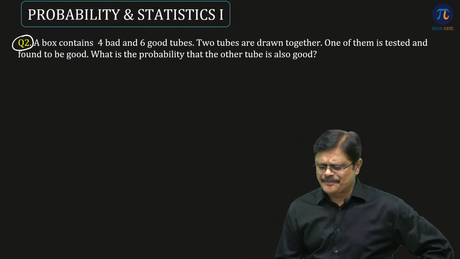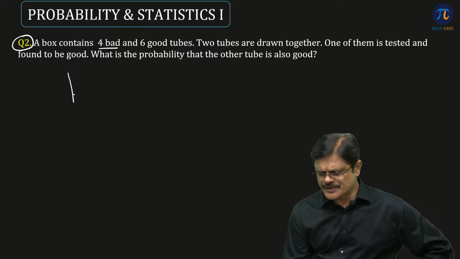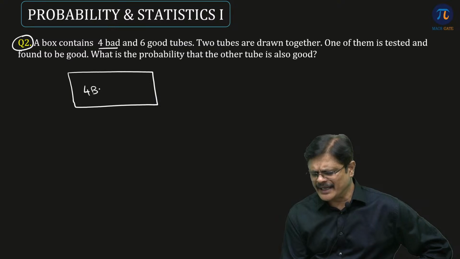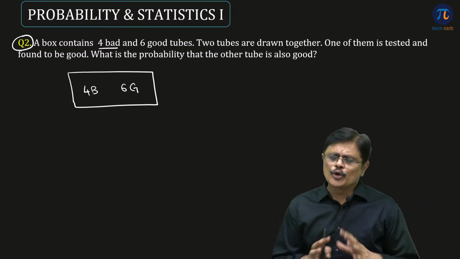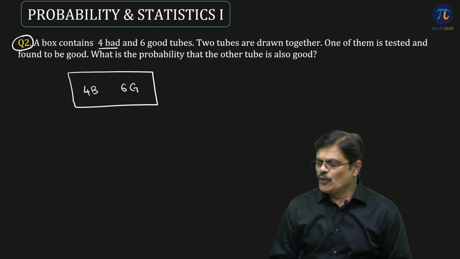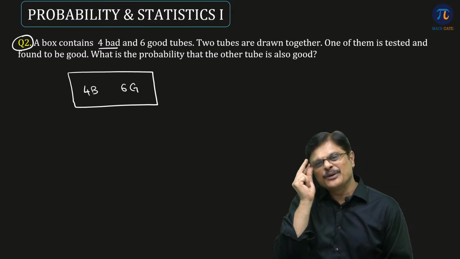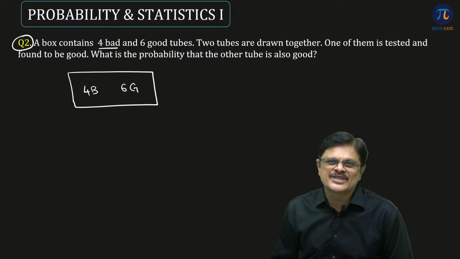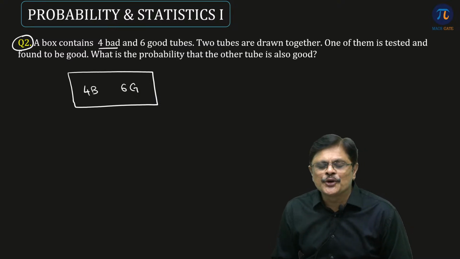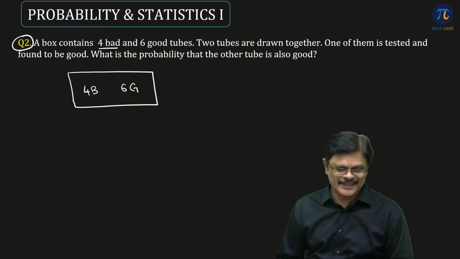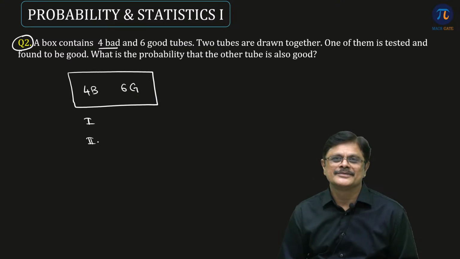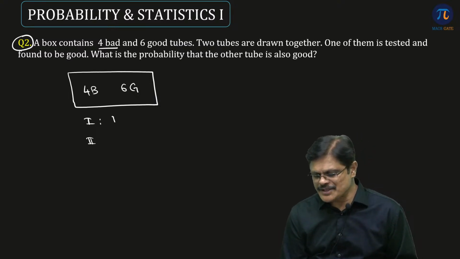A box contains 4 bad and 6 good tubes. Say they can be tubes or balls or whatever it is, sir. 4 are bad and 6 are good. 2 tubes are drawn together. So you take 2 together. One of them is tested and it is found to be good. What is the probability that the other tube is also good? That is, first tube, second tube. Okay, so first tube is good.